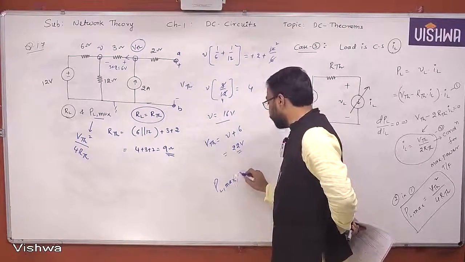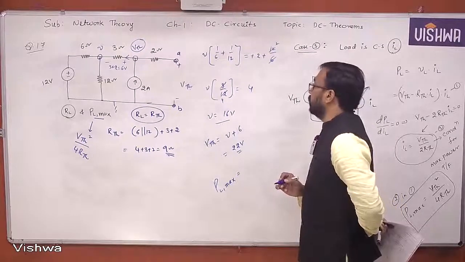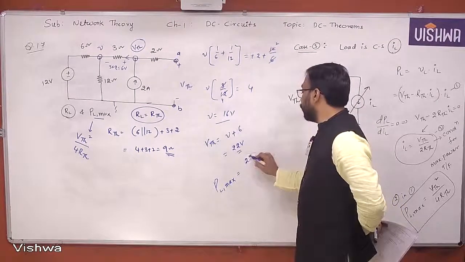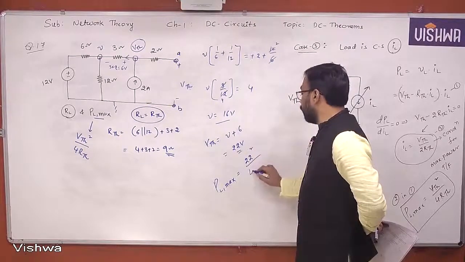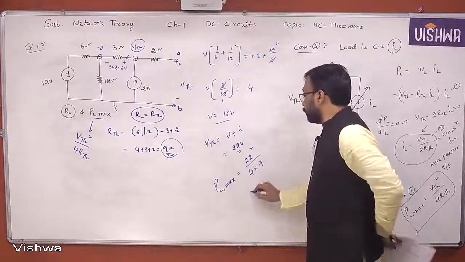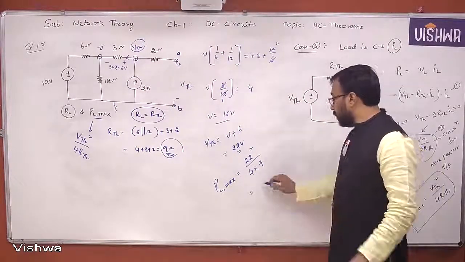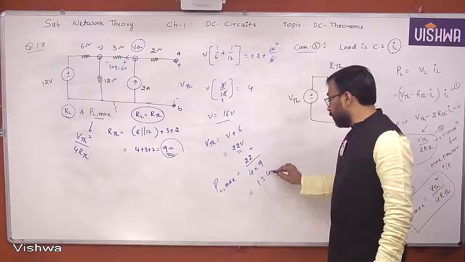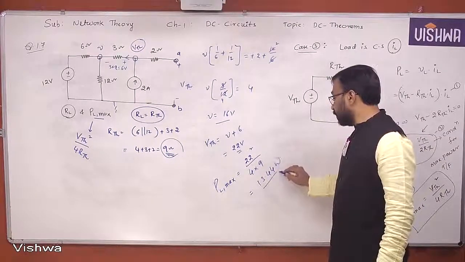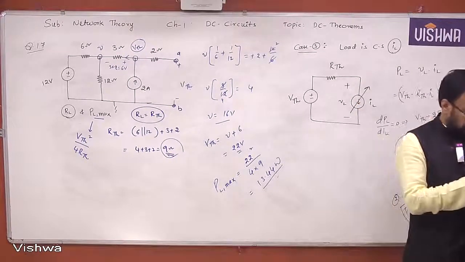What is VTH? 22. 22 square by 4 times. What is this value? That's what you're getting here. And you get 13.44 watt. Please cross check once. 13.44 watt.